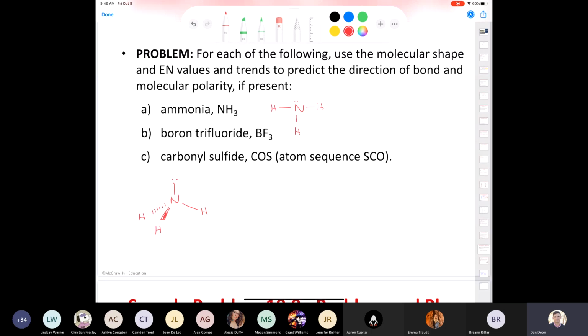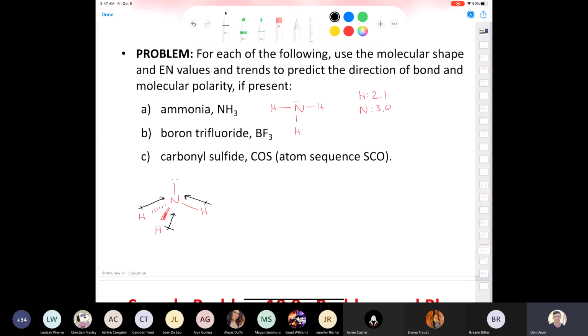Now, if we look at the electronegativity of hydrogen, it's 2.1. The electronegativity of nitrogen is 3.0. And therefore, the dipoles are going to be going in this direction, towards the nitrogen. Okay, they're all going to be climbing up that hill towards that nitrogen. So that means that overall, the resultant dipoles are not going to cancel.